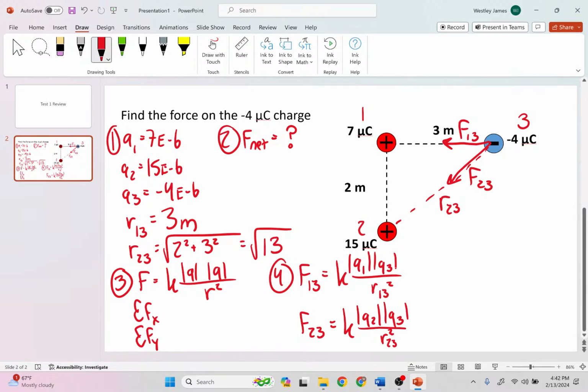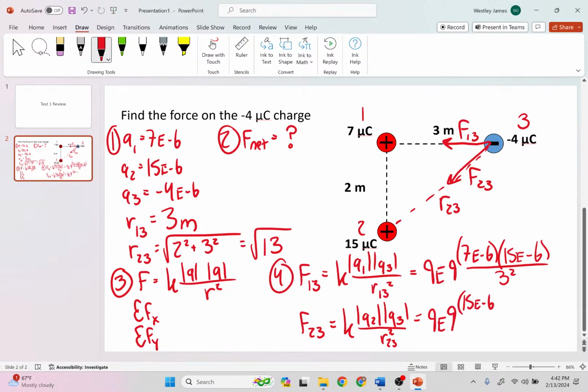All right. So force of 1/3 is going to be 9e9 times 7e minus 6 times 15e minus 6 divided by 3 squared. That's going to spit out a number. This one's going to be 9e9 times 15e minus 6. Again, we're doing absolute values, so there's no positives, there's no negatives. And this is where I mentioned it's going to get squared, so it just becomes 13. But whatever.